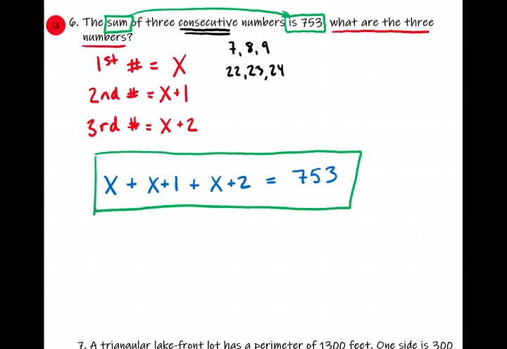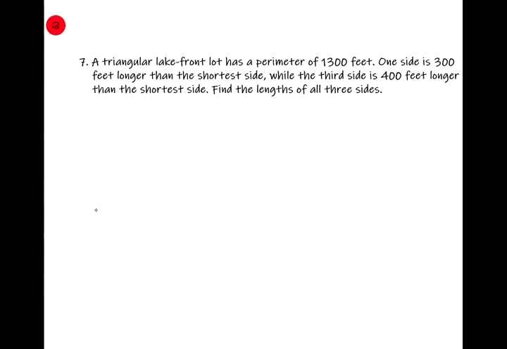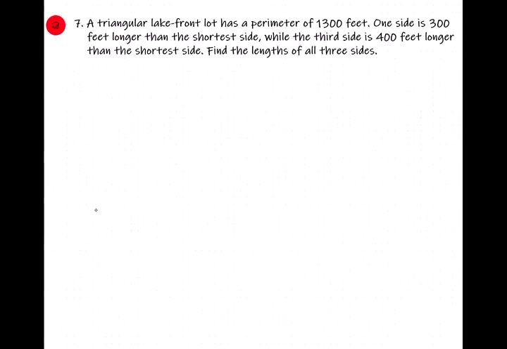Okay, looks good. So one more to go. Let's talk about number 7. A triangular lakefront lot has a perimeter of 1,300 feet. So we're dealing with a triangular lot. Let's just draw any triangle, it will do. The triangle has 3 sides. And the perimeter means the distance around. So the 3 sides together, the length of the first, the length of the second, and the length of the third, should add up to 1,300 because that's the perimeter.